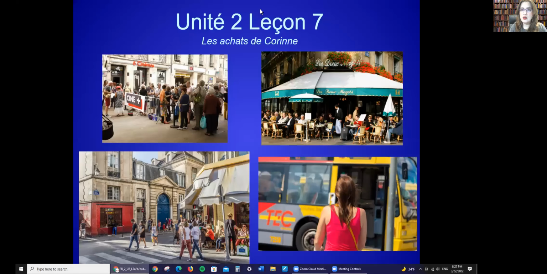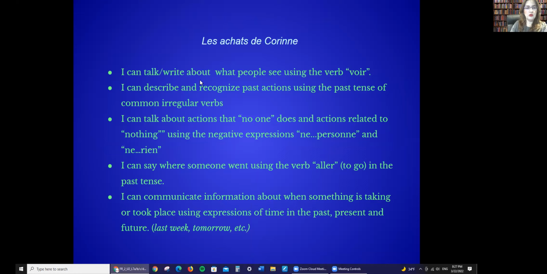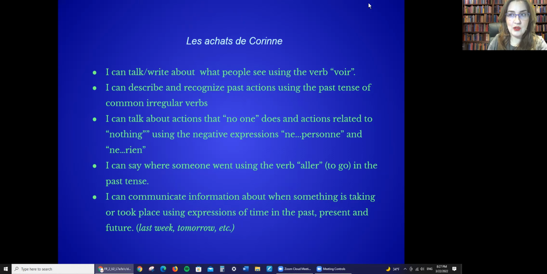Let me start by sharing my screen. Voilà. So, in leçon 7, we will continue to learn about the passé composé with many other learning targets. Here are the learning targets for cette leçon.